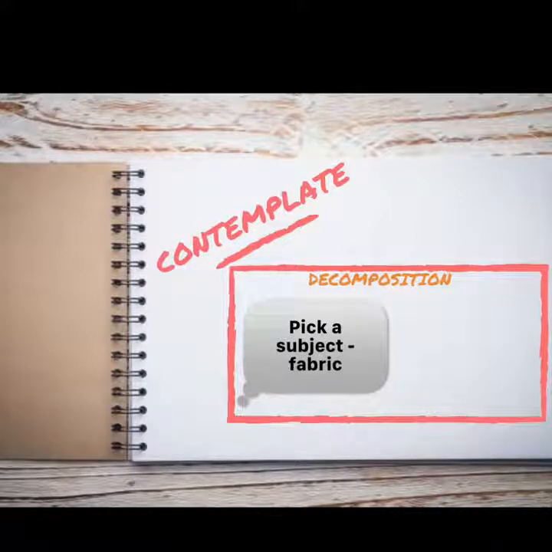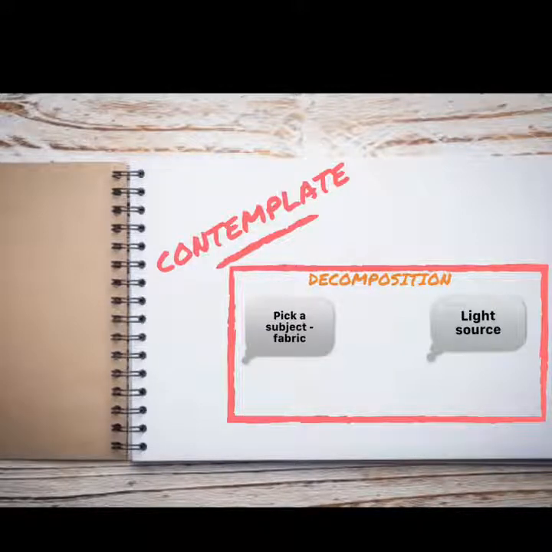You're going to have to pick a subject, some type of fabric. You're going to have to figure out how to put a light source on it. So whether you're using natural light like sunshine, or whether you're putting a lamp on it or something like that, you're going to have to figure out how to make those shadows that you can draw them. You're going to have to figure out what you're going to use to draw it.